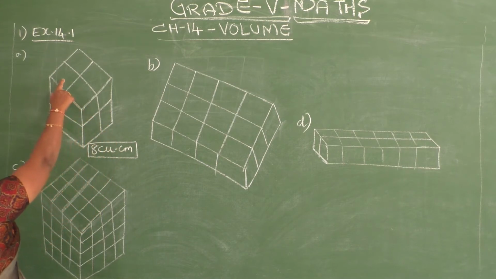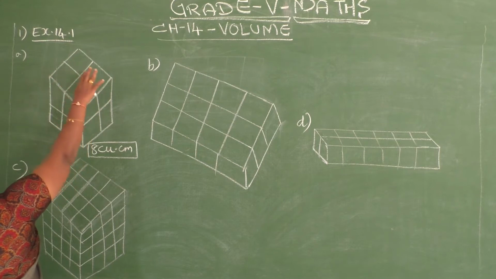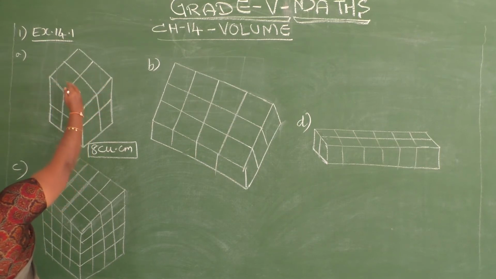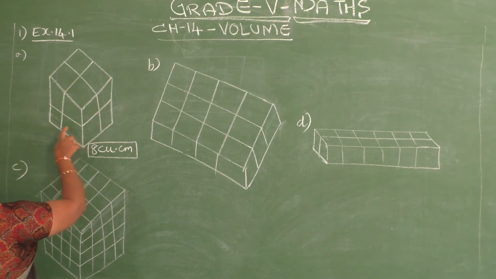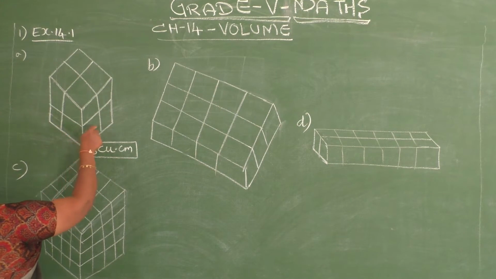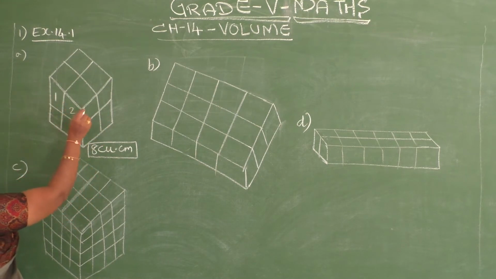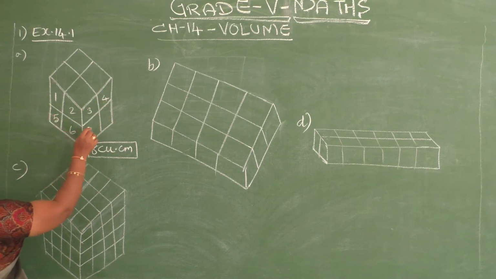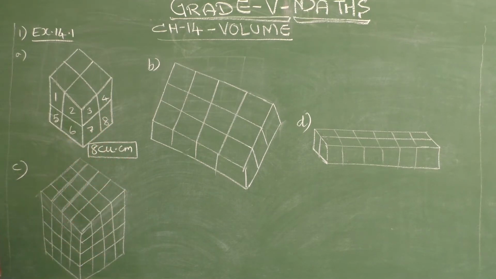One more time. 1, 2, 3, 4. These 4 cubes are the first layer. Same like that, the second layer also has 4 cubes. 1, 2, 3, 4. That means totally 8 cubes. 1, 2, 3, 4, 5, 6, 7, 8. So the volume of this is 8 cubic centimeter.